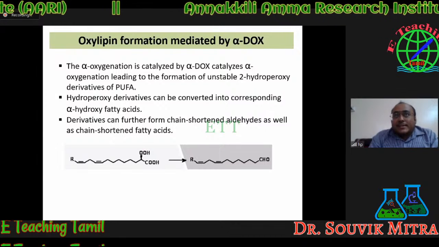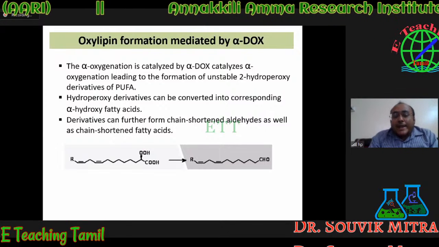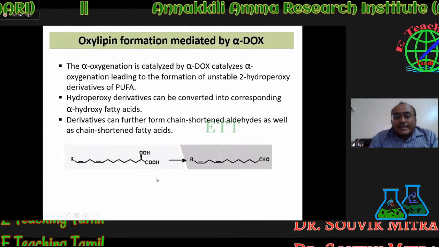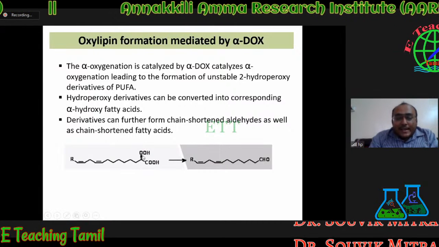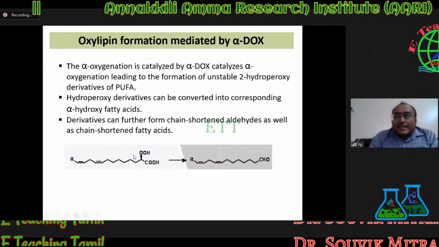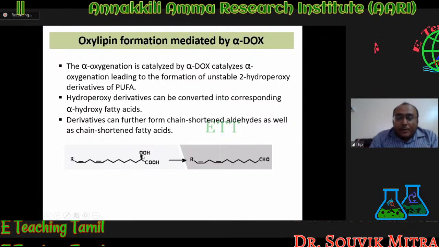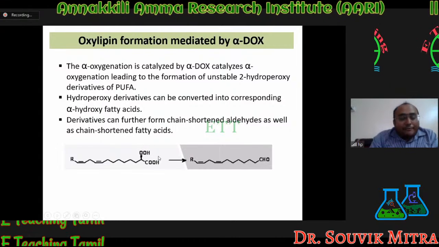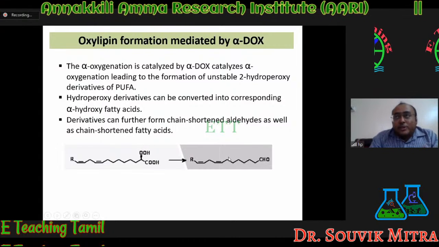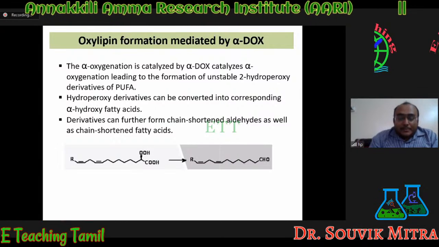Alpha dioxygenase enzyme hydroperoxygenates at the second position, or the alpha carbon position, of the fatty acid chain. So the second position of the fatty acid chain is hydroperoxygenated with the help of this alpha dioxygenase, and this product can further be modified to other oxylipins.